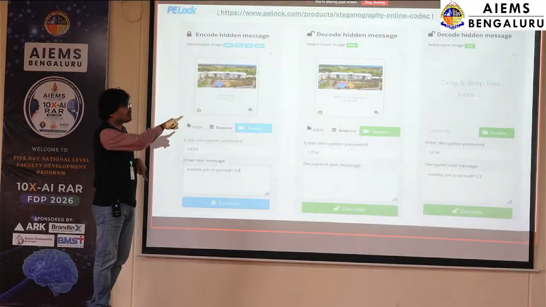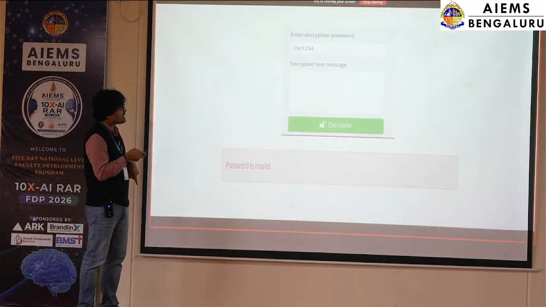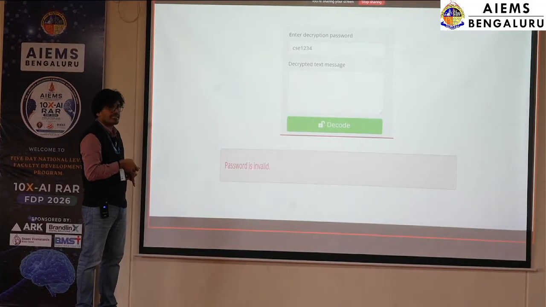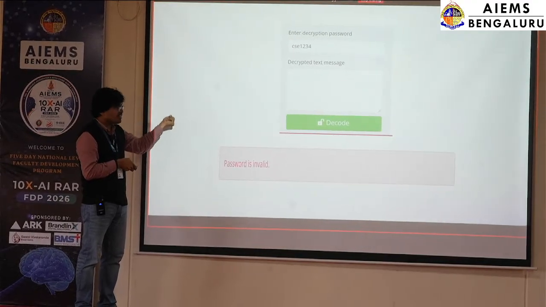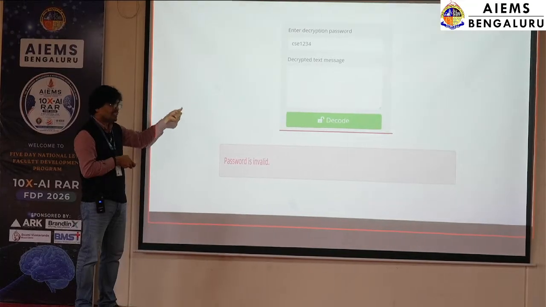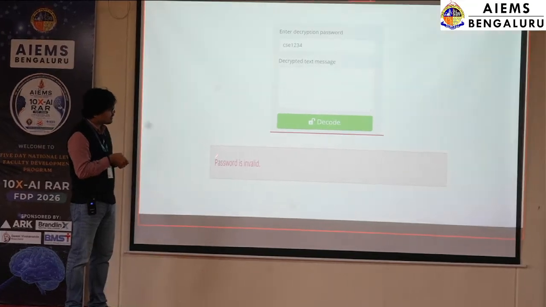But by mistake I entered a different password next, CSP1234, and we get "password is valid." That means this is a stronger security mechanism compared to image steganography without a key, and this is image steganography with the key. Based on that, we get accurate results.